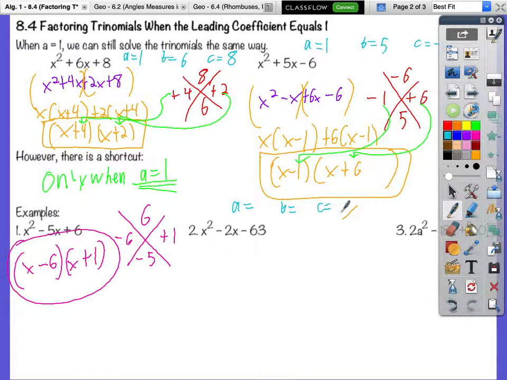In the great words of Michael Jackson, okay? So A is 1. It was the Jackson 5. And he was the front man for it.